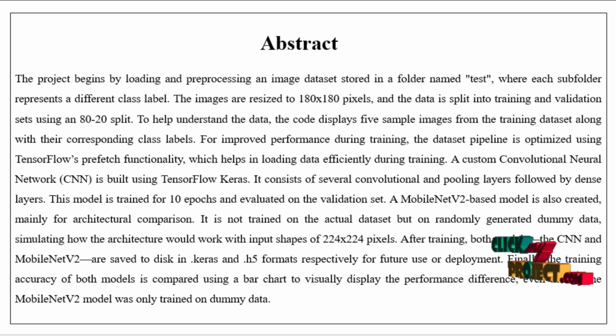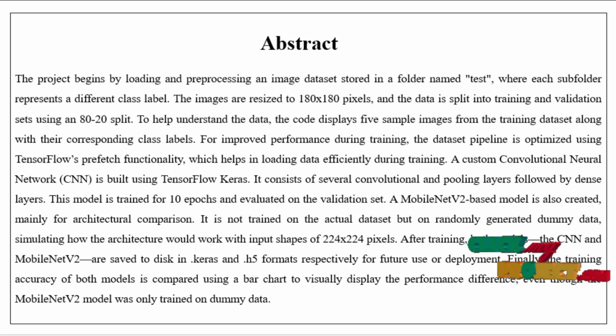The images are resized to 180 by 180 pixels and the dataset is split into 80% training and 20% validation. To understand our dataset, we display 5 sample images from the training set along with their class labels. We optimize the data loading using TensorFlow prefetch functionality. This helps load images more effectively during training.